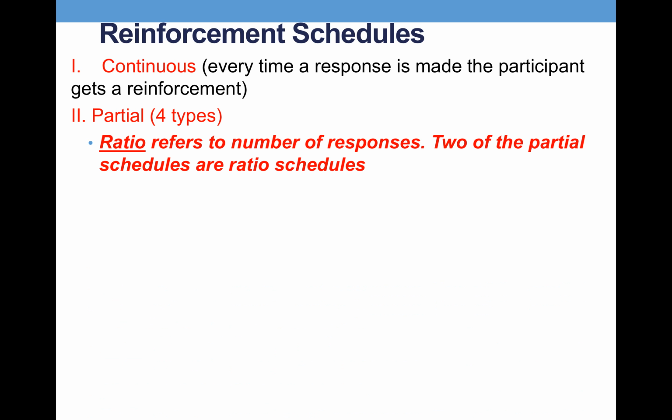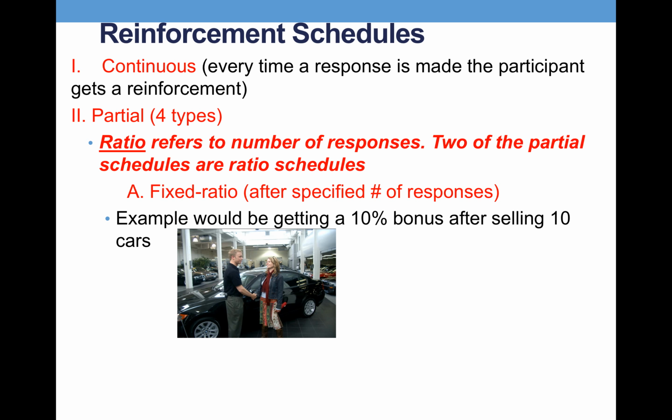Okay, to understand these four types, it's helpful to remember that the word ratio will always refer to the number of responses that the participant makes. In other words, the number of times they have to show the behavior before you reward them. So 2 of the partial schedules are ratio schedules. Fixed ratio schedules occur after a specified number of responses. For an example, you might be getting a 10% bonus after you sell 10 cars. After the 10 behaviors of successful sales occur, you always get a 10% bonus. So it's predictable.